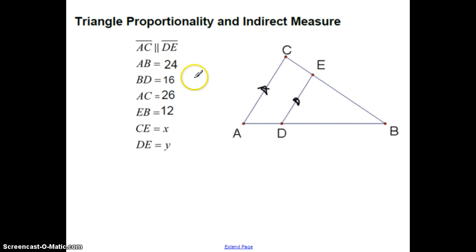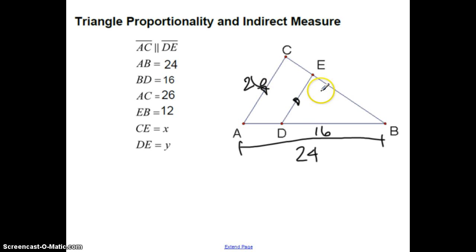So let's fill everything in that we know. We know that AB, this entire length, is going to be 24. We know that BD is 16. We know that AC is 26. EB is 12. We want to find out what CE is and DE.